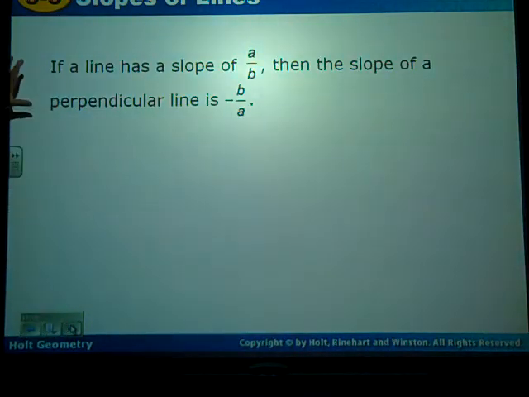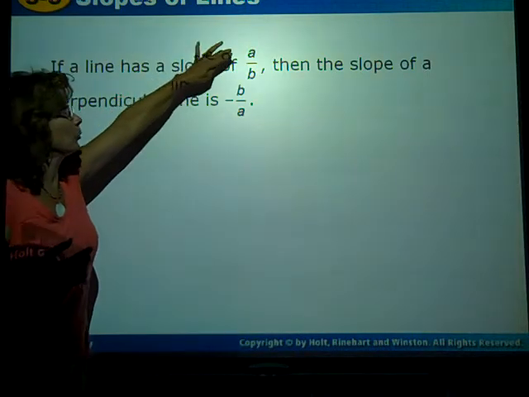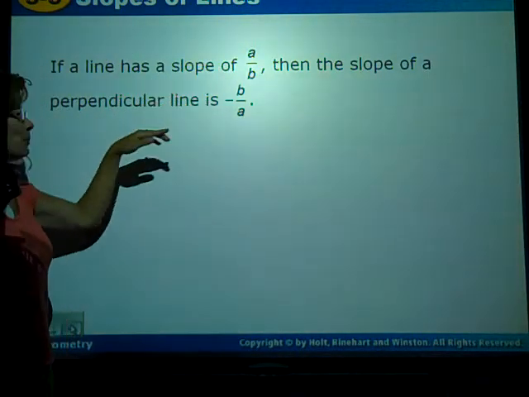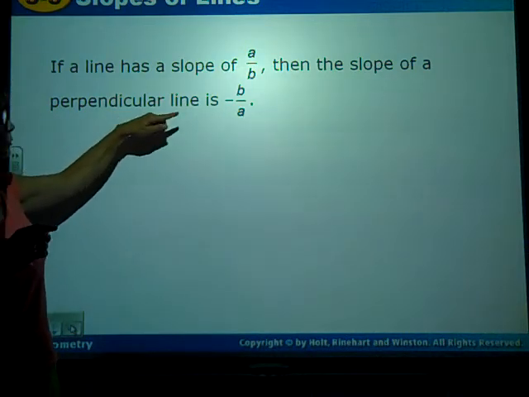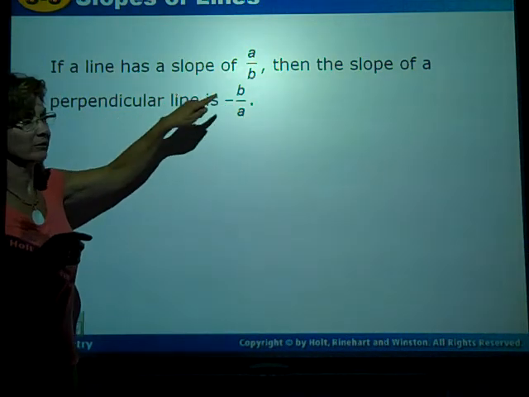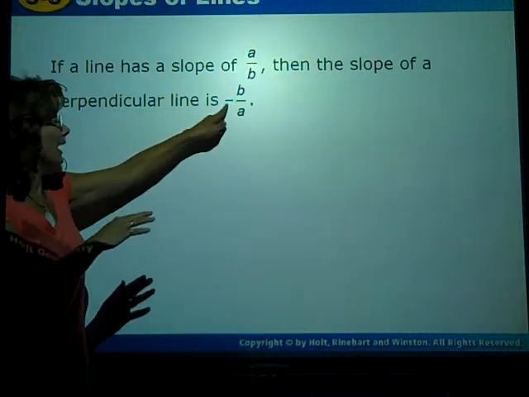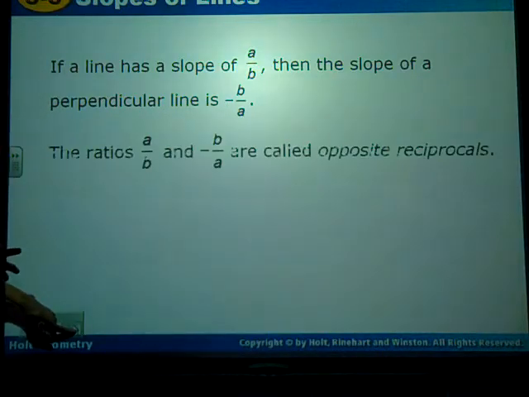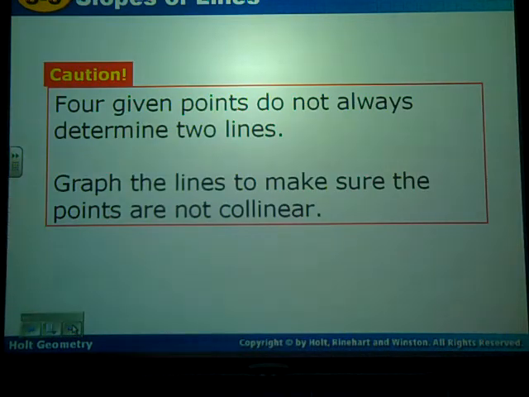If you want to think about it in symbols, if a line has a slope of A over B, one number over another, the slope of a line perpendicular to it will be B over A, with opposite signs. And you can think of this as the opposite sign is to become negative. And remember that 4 given points won't always determine 2 lines. You have to graph the points to make sure that all these points are not on the same line.